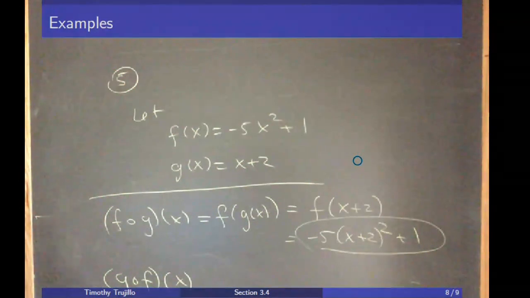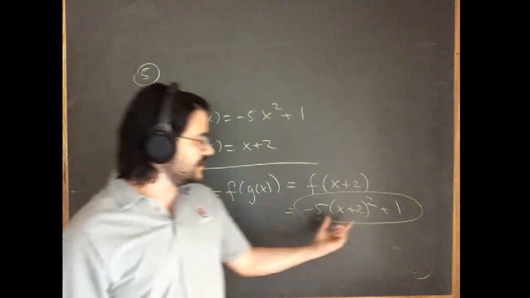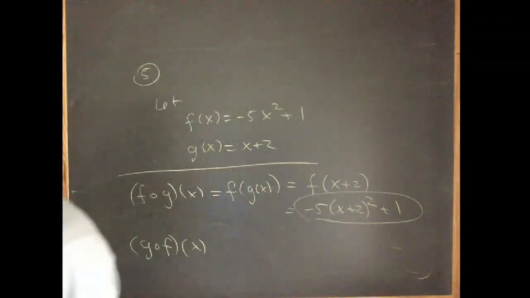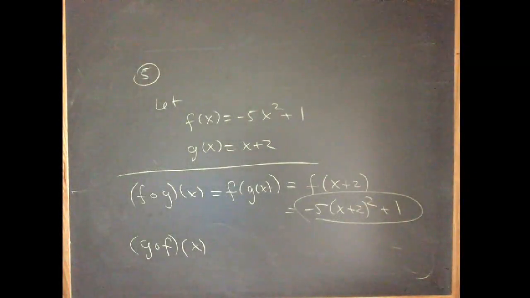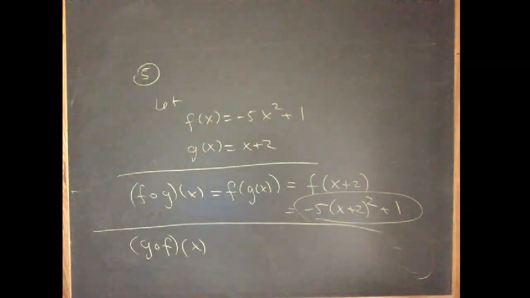Okay? So here we have a new formula for the composition of f and g. And you'll notice that one nice thing about computing the formula like this, it tells us the domain is all real numbers, because you could plug in anything for x here, and you'll get an output. Okay, so let's see what happens when we do it in the opposite order. We're going to get something different, a different formula here.